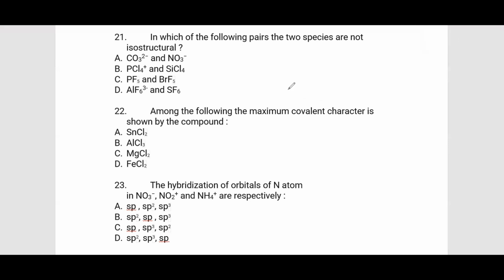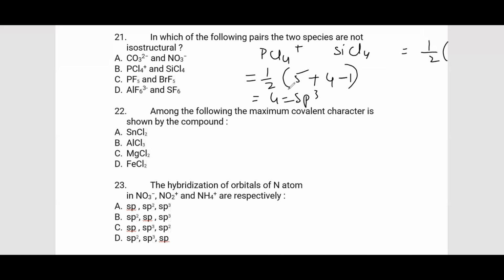It is PCl4+ and SiCl4. For phosphorus, number of valence electrons are 5 and monovalent atoms are 4, minus 1 for the positive charge. That would be 4. It is sp3 hybridization. And coming to SiCl4, it is half into number of valence electrons 4 plus number of monovalent atoms 4. So it is also 4, sp3 hybridization. So this is also not the correct answer.